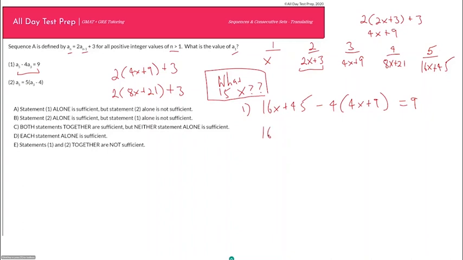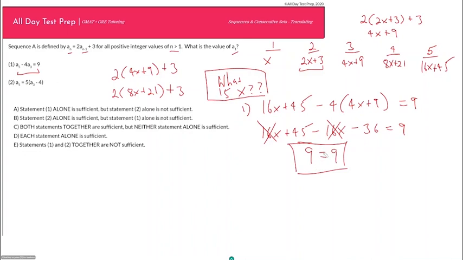So we got 16x plus 45 minus 16x minus 4 times 9, which is 36, is equal to 9. So look what happens here. X goes away, which doesn't simplify anything. We don't want to lose our x. And here it just canceled out. We're left with just 45 minus 36 is equal to 9, which is basically just saying 9 is equal to 9. So is this sufficient or insufficient? This is actually insufficient, because what is this telling you?